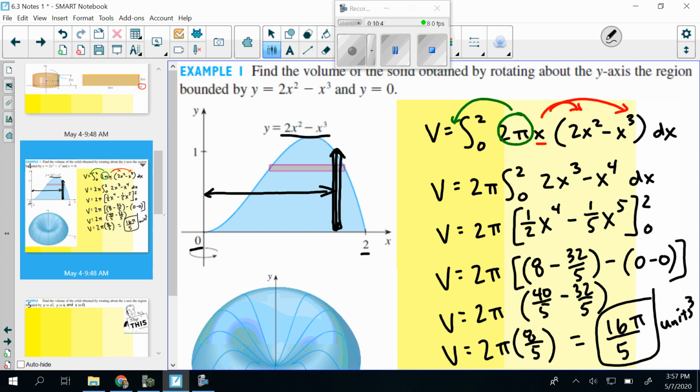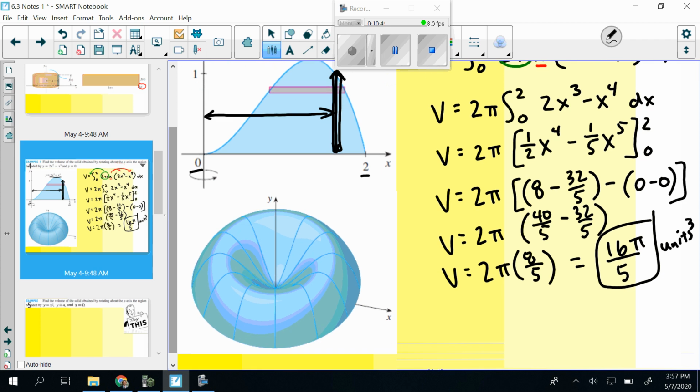The shape this would create would kind of be like this. It almost looks like a bundt cake, where it's kind of hollow. It's got volume to it, but it gets hollowed out almost in the middle a little bit.